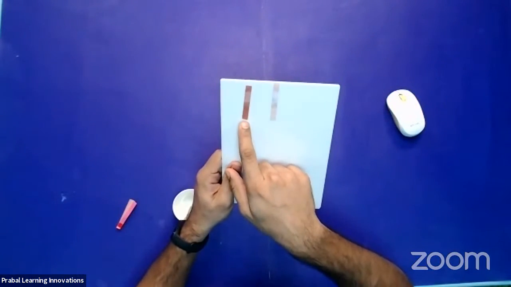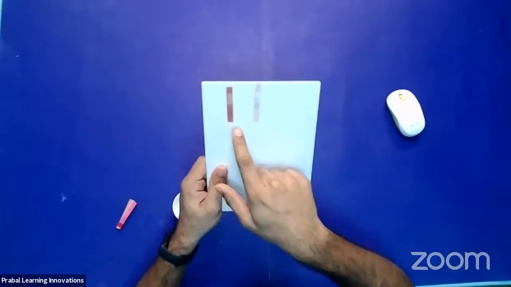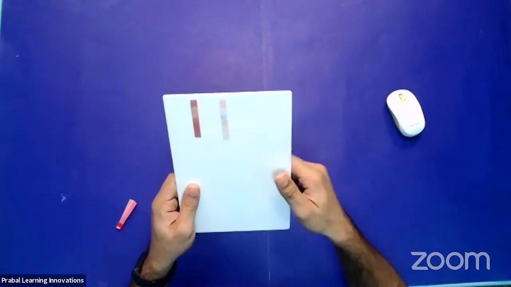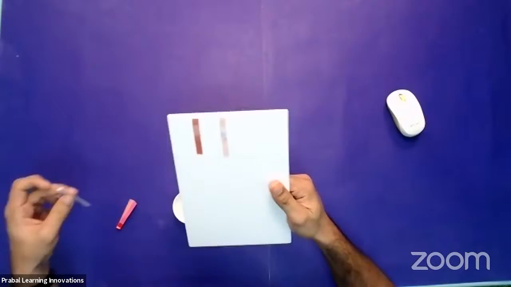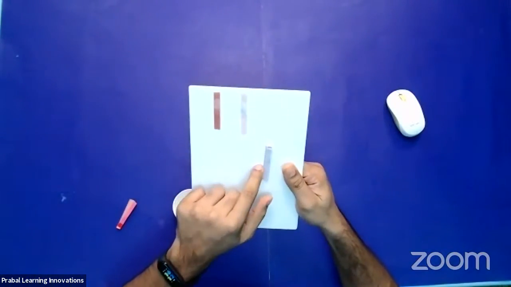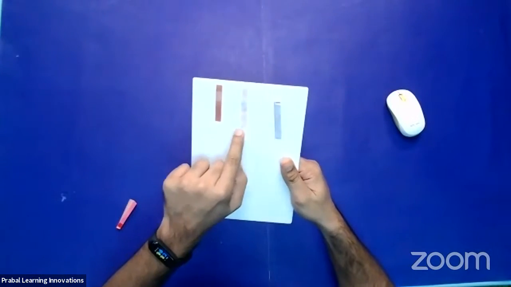So this is red litmus paper plus acid. There is no color change, but blue litmus paper has changed to red. Let me show you an intact blue litmus paper. This was the blue litmus paper, but after dipping in lemon, it has changed to red color.